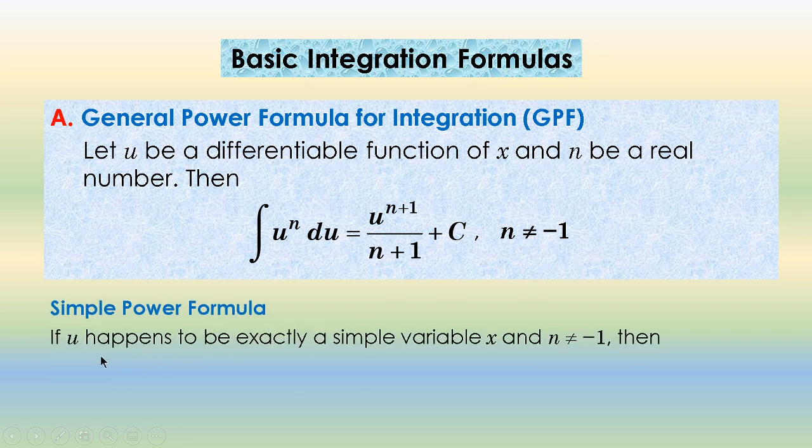Simple power formula. If u happens to be exactly a simple variable x and n is not equal to -1, then this general power formula for integration becomes the integral of x to the n dx is equal to x to the n plus 1 all over n plus 1 plus c.